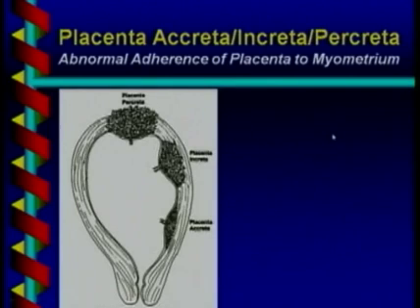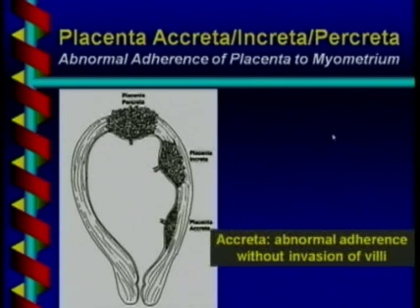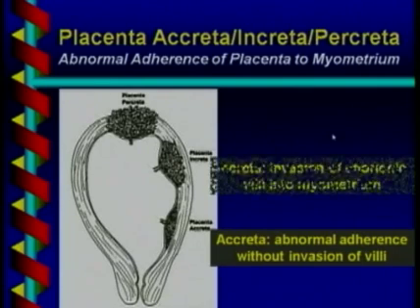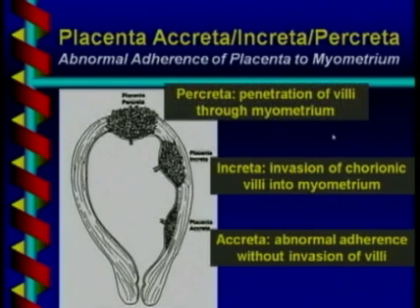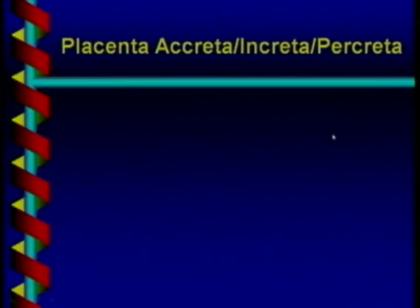Another very important diagnosis not to miss on ultrasound is a placenta accreta or increta or percreta. They're a continuum in which there's abnormal adherence of the placenta to the myometrium. With a placenta accreta, there's abnormal adherence without invasion of the villi into the myometrium itself, but it adheres abnormally, won't come off normally at delivery. With placenta increta, there's invasion of the villi into, but not all the way through the myometrium, and with a percreta, the villi penetrate all the way through the myometrium.